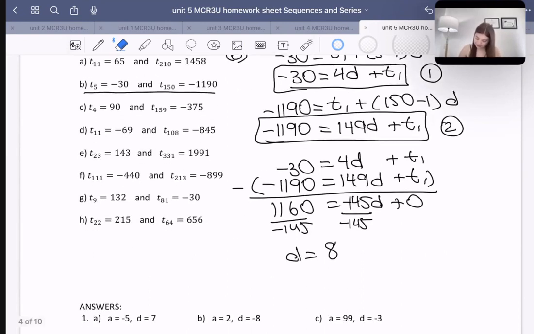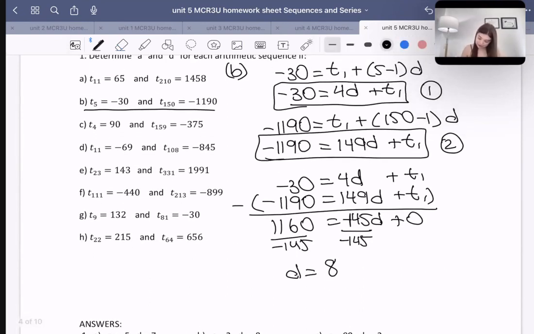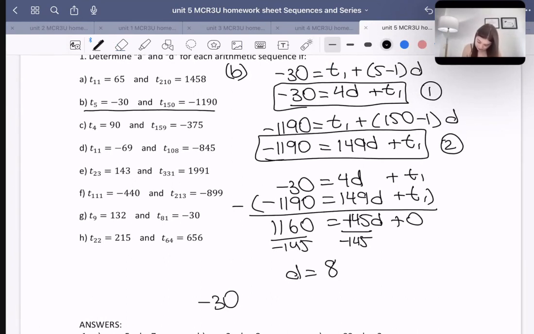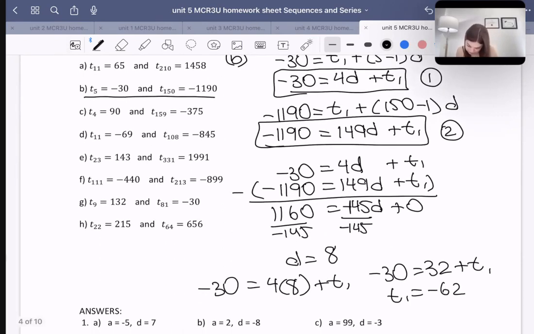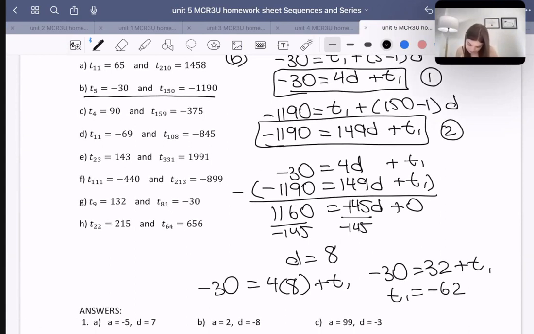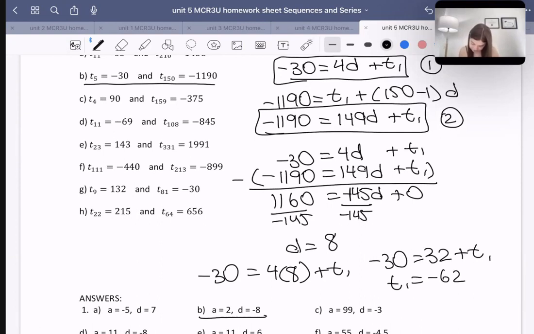Back to this question. We found out that D is 8, so now we need to find out what T1 is. So we have negative 30 equals 4D, which we know that 4D is 4 times 8 plus T1. So that means that we have negative 30 equals 32 plus T1, which means that T1 or A is going to be negative 62. Oh, did I do that correctly? I feel like that wasn't the answer we were supposed to get. No, the answer we were supposed to get is that D is negative 8.